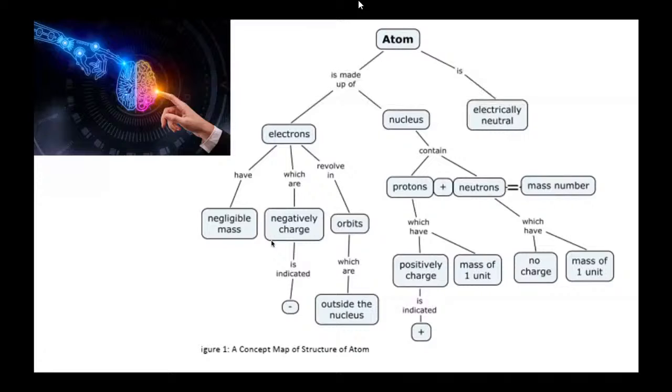Mass of 1 unit. Or I can read protons and neutrons which have mass of 1 unit. एक देखिए दोनों का एक आ गया, mass of 1 unit, mass of 1 unit. So I am just combining protons and neutrons, या proton plus neutrons which have mass of 1 unit. Or I can read like this also, that electrons which are negatively charged, that's all.